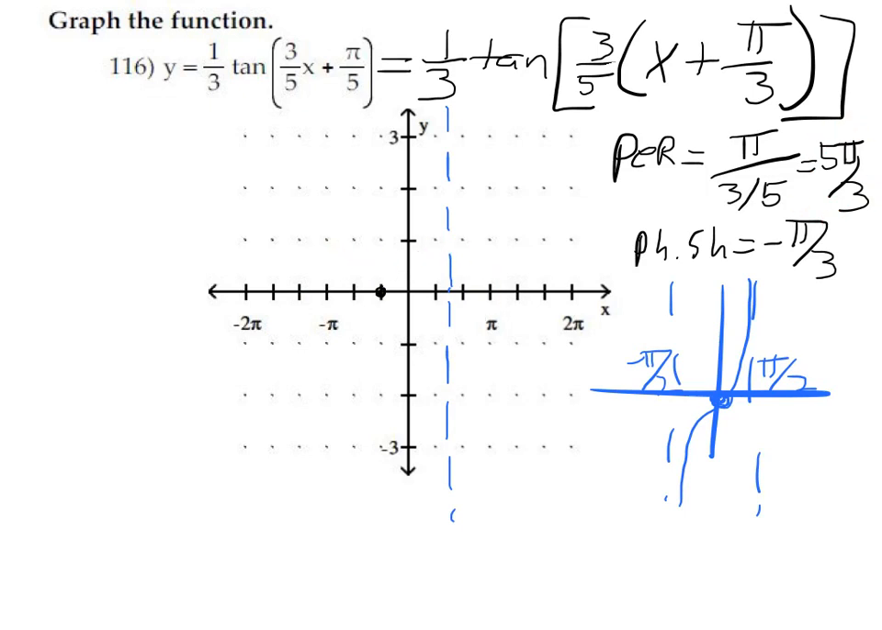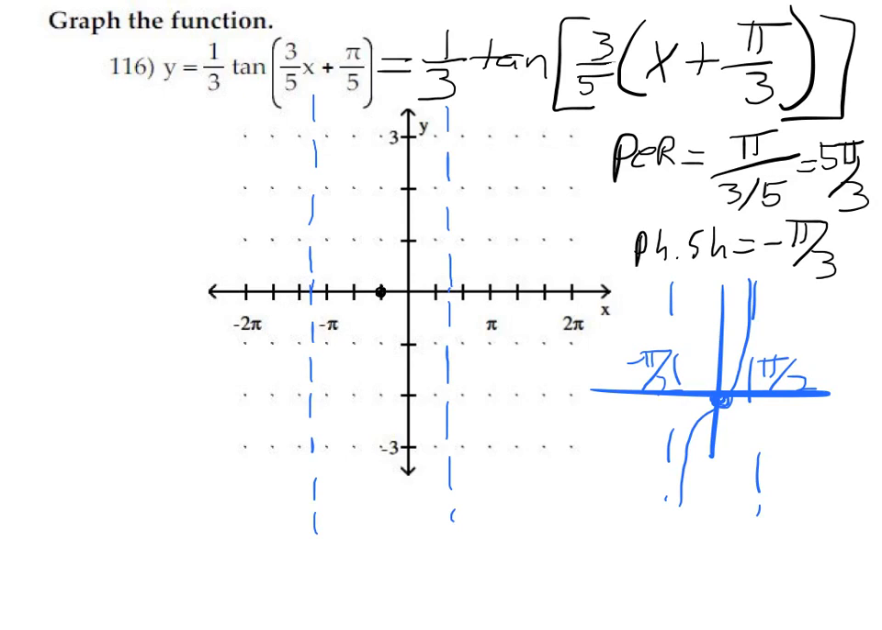So each mark is a pi thirds, so each half mark would be a pi sixths. So left 5 pi sixths. 1, 2, 3, 4, 5, right there. Again, 1, 2, 3, 4, 5. So that's our spot. Now we have our asymptotes. These asymptotes are a width 5 pi thirds, and they're shifted left pi thirds from where they normally would be.